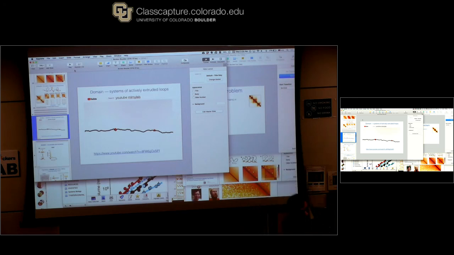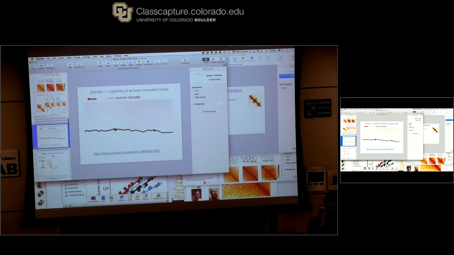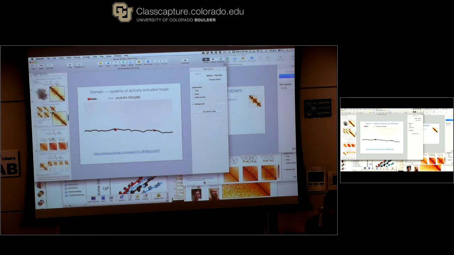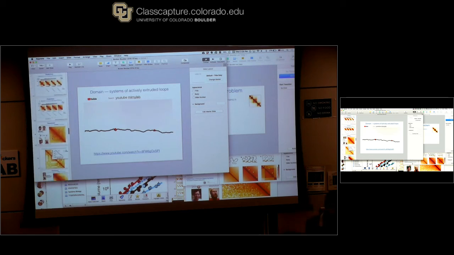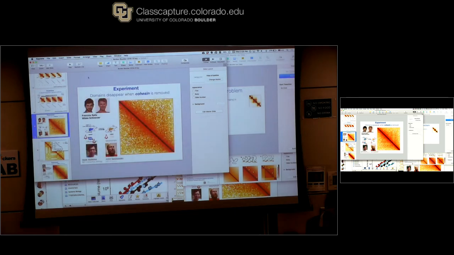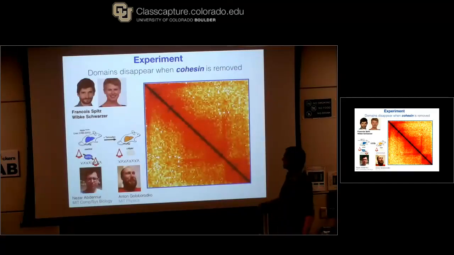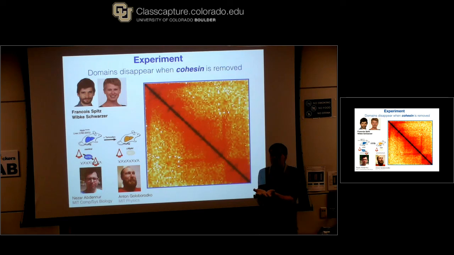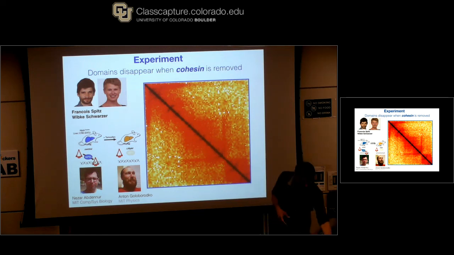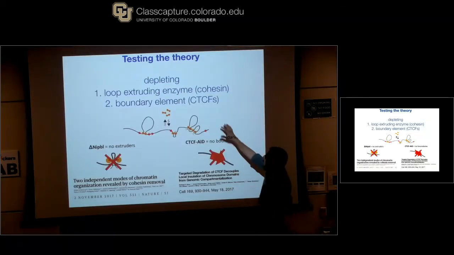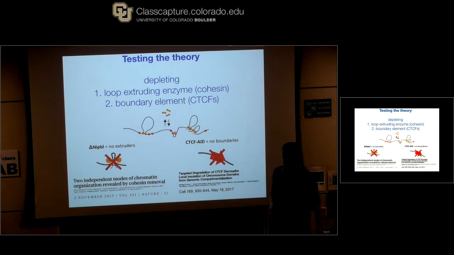So the question is, what evidence do we have that this process actually takes place? You can do lots of experiments, and I can just show you some of them. So this is a Hi-C map. You may be able to see these features, and you can get rid of them. To test this experimentally, you need to have some idea about the molecular players. We say the boundary, the stopping function, is performed by a molecule called CTCF. And the loop extruder is cohesin.